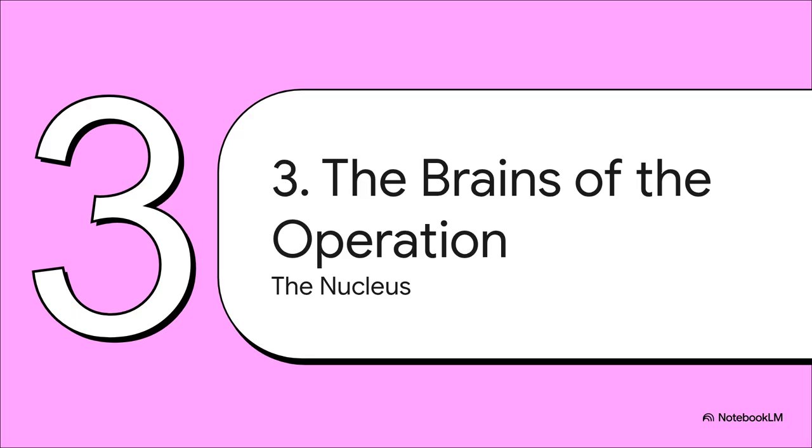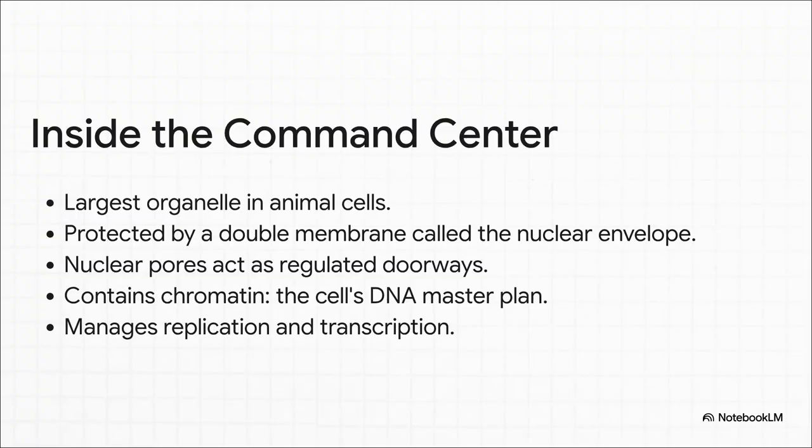All right, we've made it past the bouncer. Let's head straight to City Hall, the command center of the whole operation, the nucleus. And this isn't just any old room. We're talking about a fortress protected by a double membrane for maximum security. Why? Because inside is the city's most precious cargo, the chromatin, which is your DNA master plan. Nothing gets in or out without passing through these regulated doorways called nuclear pores. From this secure office, the nucleus manages the two most critical jobs in town, copying the master plan for new cells and reading out the instructions to tell everyone else what to do.